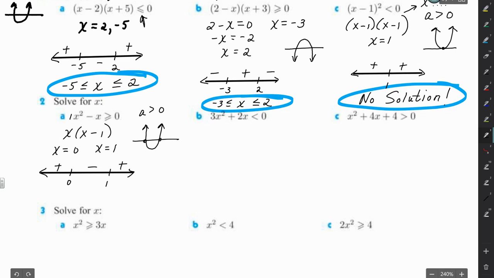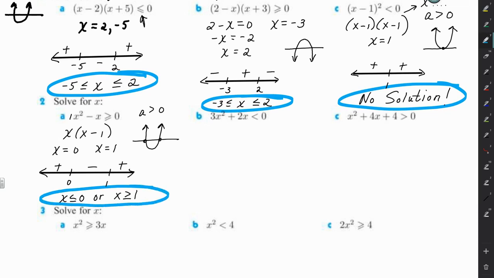Read the inequality. So where is this quadratic greater than or equal to 0? All right, so greater than or equal to. So where is it positive? So this quadratic is positive below 0. So where x is less than or equal to 0, or when x is greater than or equal to 1. Again, for letter B, we just have a binomial. We're going to pull out the GCF.